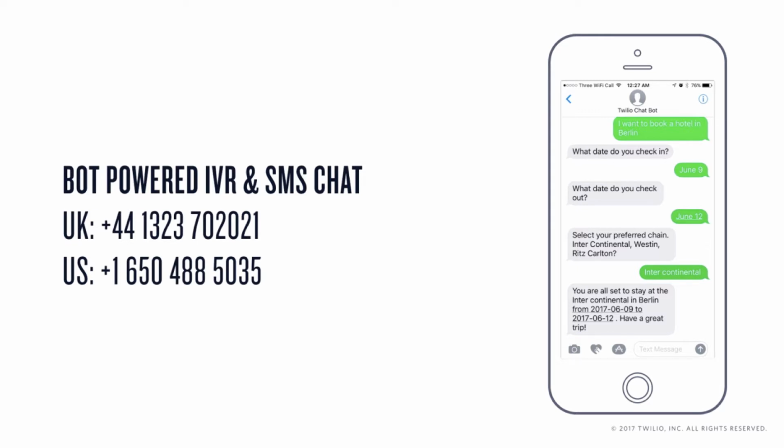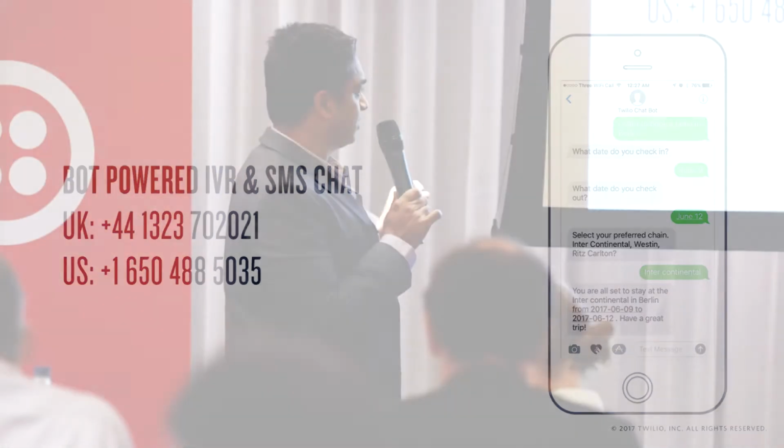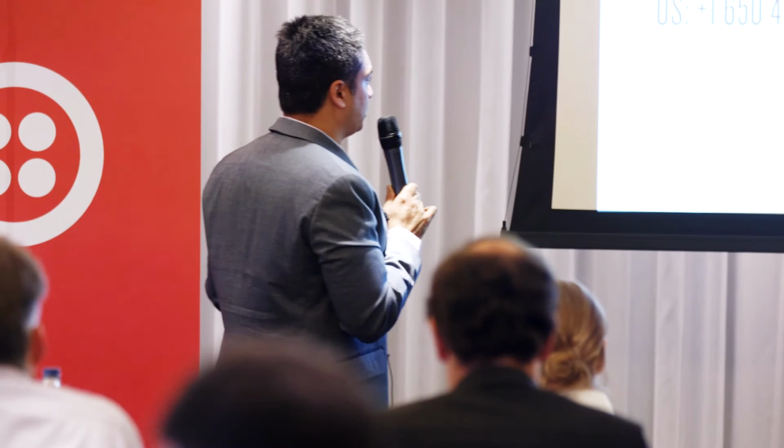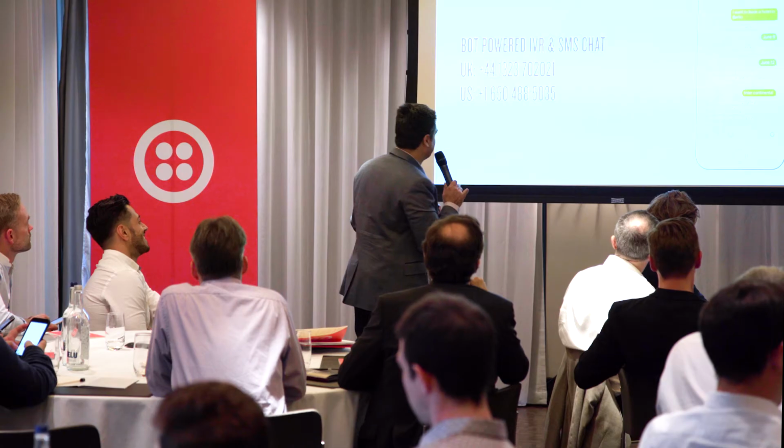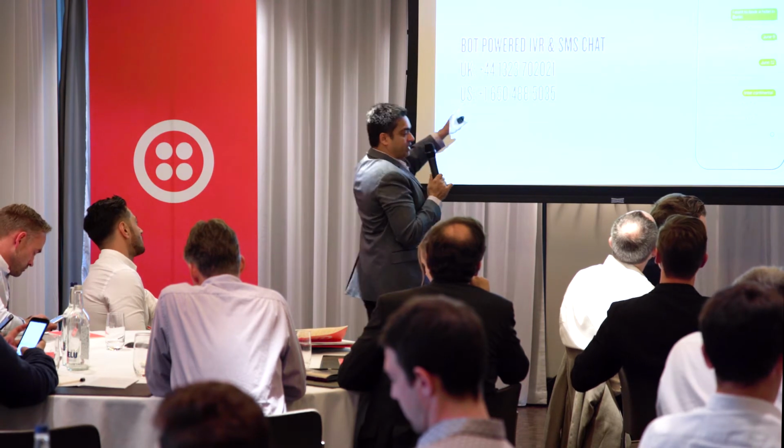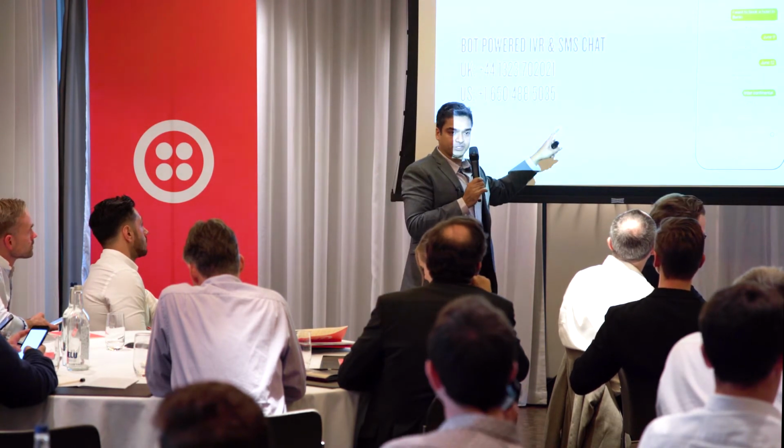All right, so this is the actual phone number. Let me repeat it for you. I'll start with the UK phone number. It's +44 1323 702 021. Again, the number is +44 1323 702 021. Sounds like bingo or something. I'm like reading numbers. Anyway, if you call, there will be an IVR. It's an example of booking a hotel.